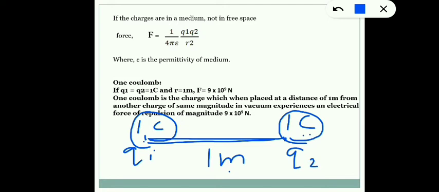In vacuum it experiences an electric force of repulsion. And what is the magnitude of that force? 9 into 10 raised to 9 Newton. So this is the definition for 1 coulomb. 1 coulomb is that charge which when placed at a distance of 1 meter from another charge of same magnitude in vacuum experiences an electrical force of repulsion of magnitude 9 into 10 raised to 9 Newton. So this is the definition for 1 coulomb based on Coulomb's law.